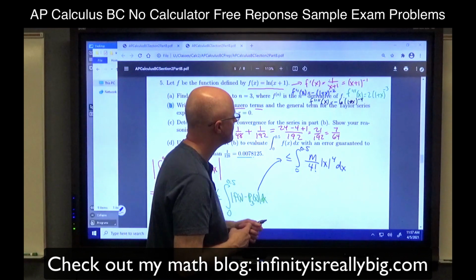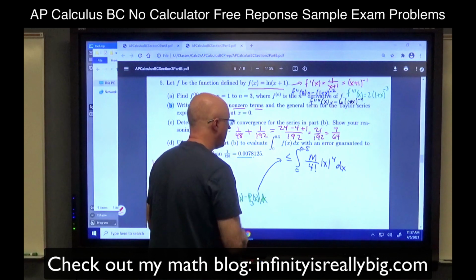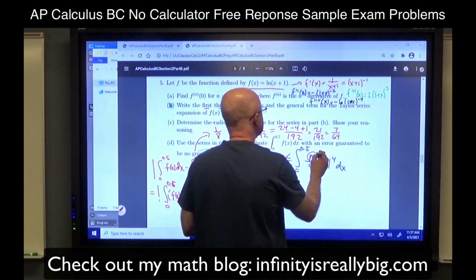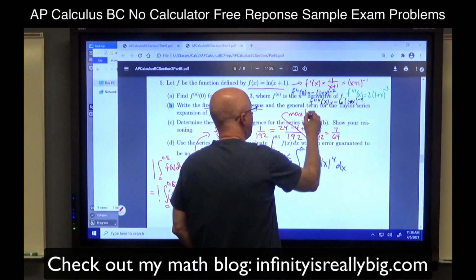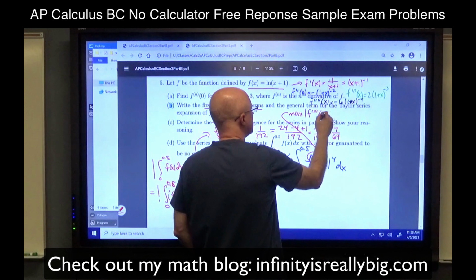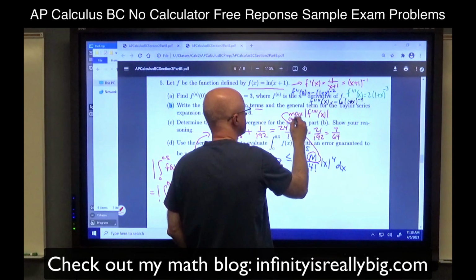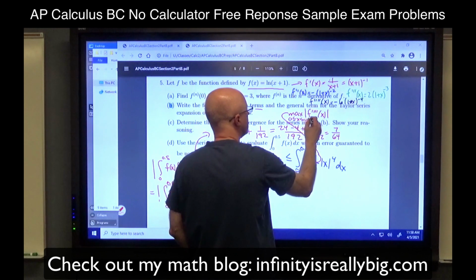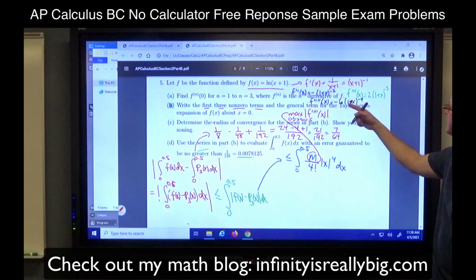But what is M? M is the maximum of the absolute value of the fourth derivative in this case over the interval. X goes between 0 and 0.5. That's why I need that fourth derivative: negative 6 times 1 plus x to the negative 4. In absolute value, I could get rid of the negative sign.